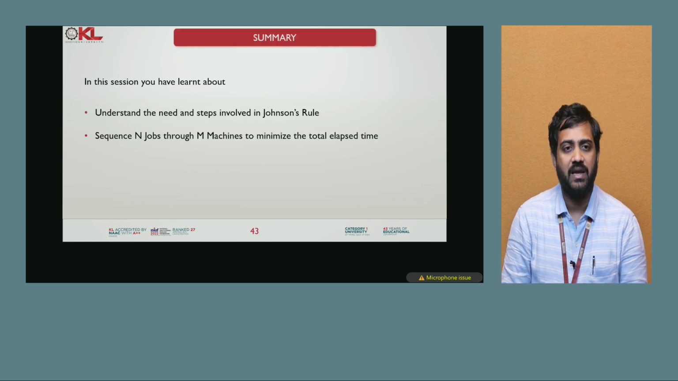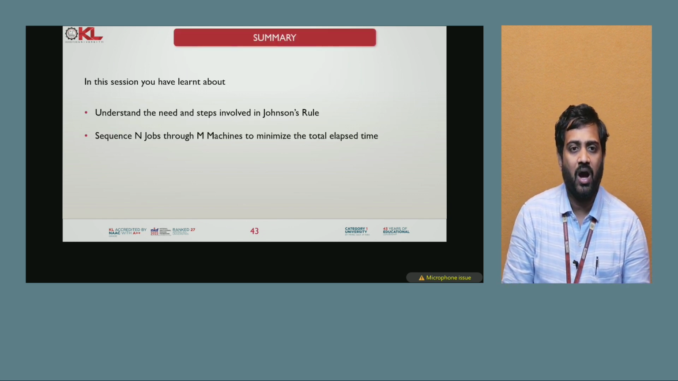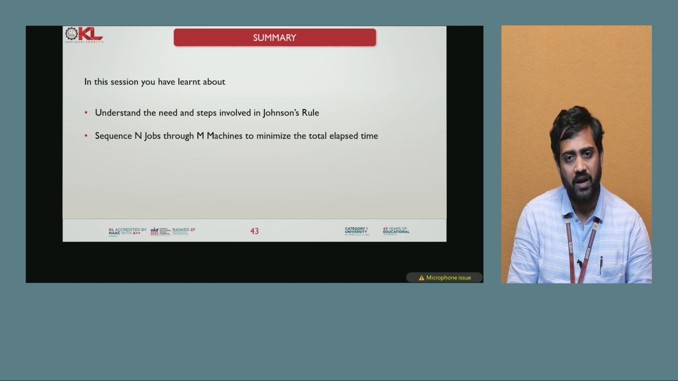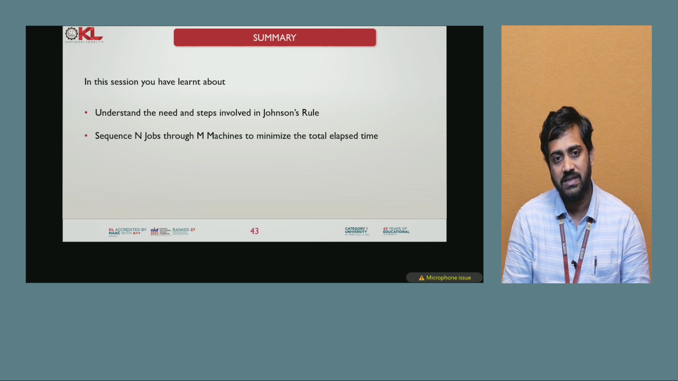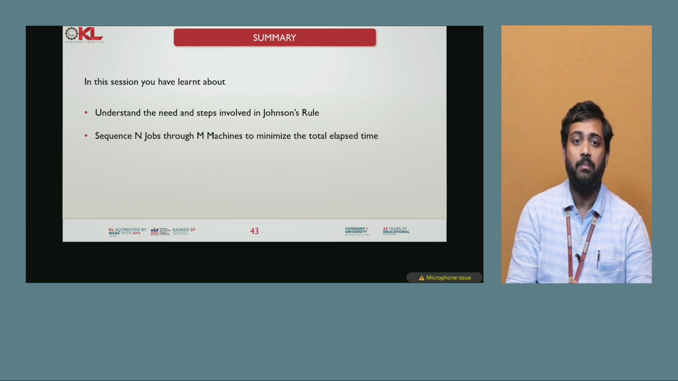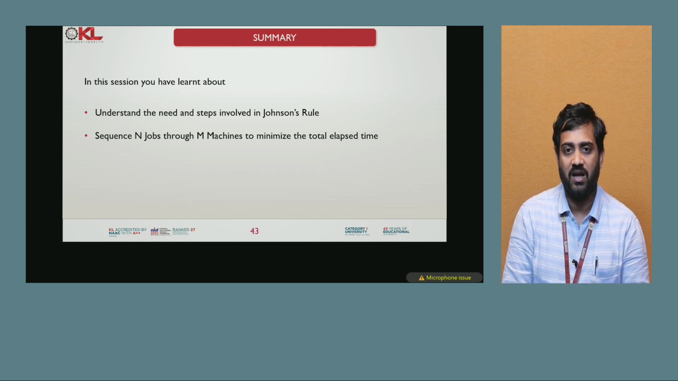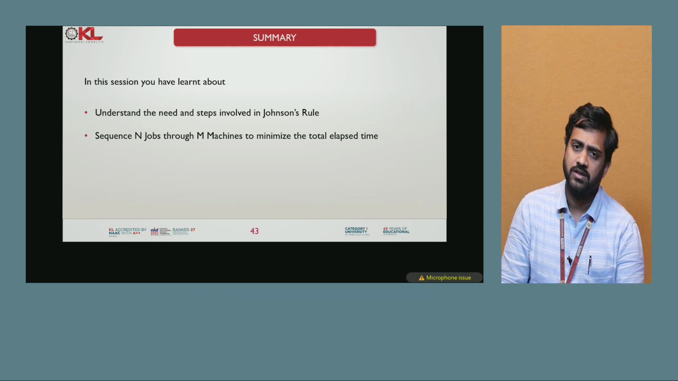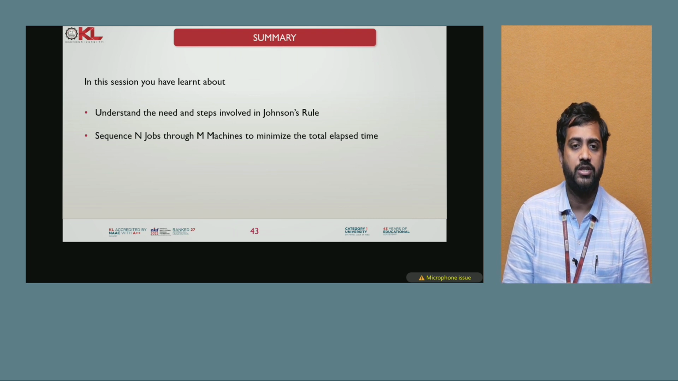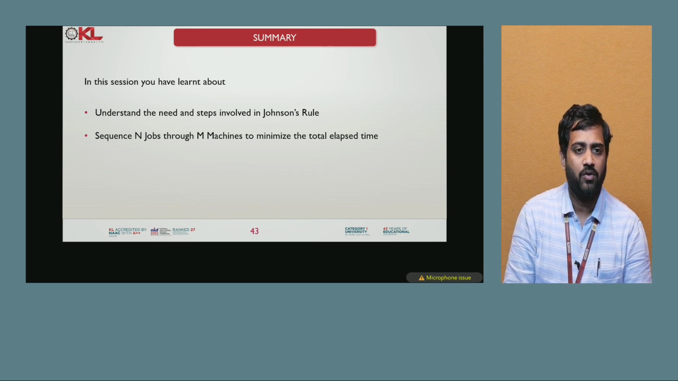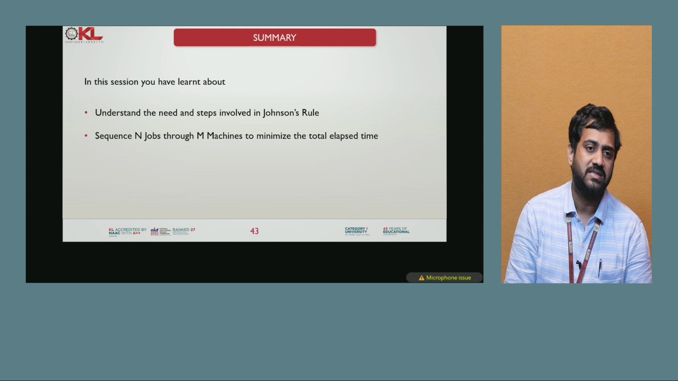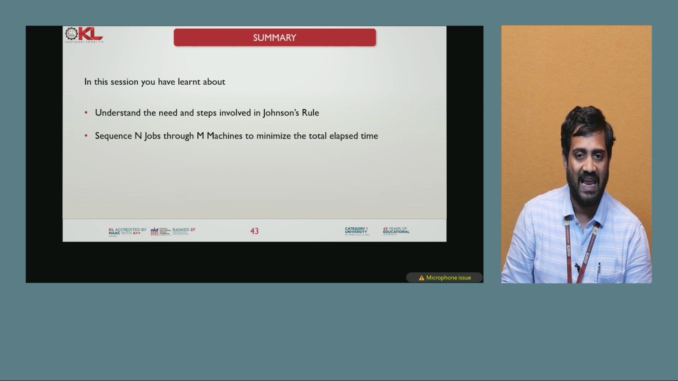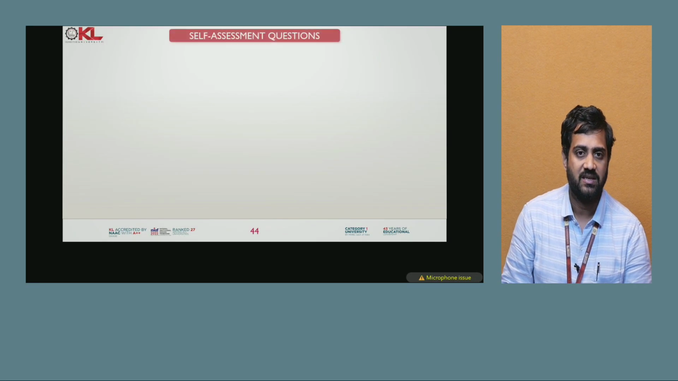And coming to the summary, in this session you have learnt how to apply the Johnson's algorithm steps for sequencing n number of jobs through m number of machines. We converted a 4 machine problem; sometimes a 5 machine problem also will be there. That also we can convert into a 2 machine problem. And here we discussed how to sequence n number of jobs through m number of machines to minimize the total elapsed time.